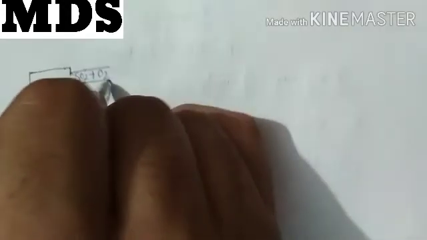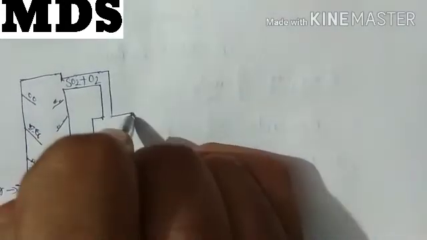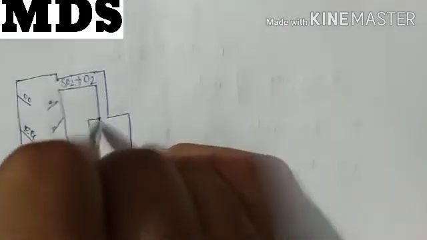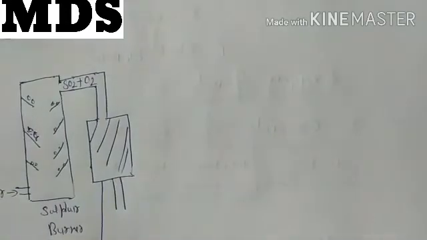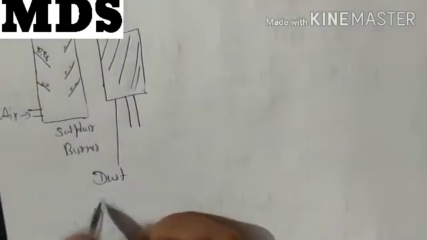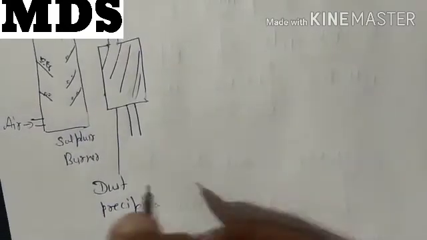Okay, then we will pass this to a dust precipitator. Here you will see the dust precipitator. This is known as a dust precipitator. If there is any dust remaining, we will let it out from here.